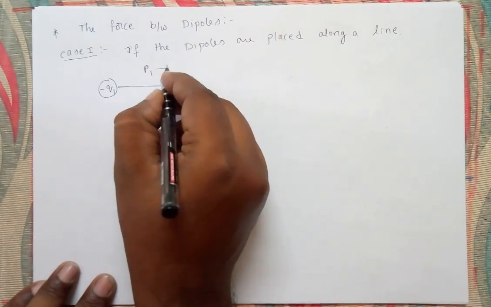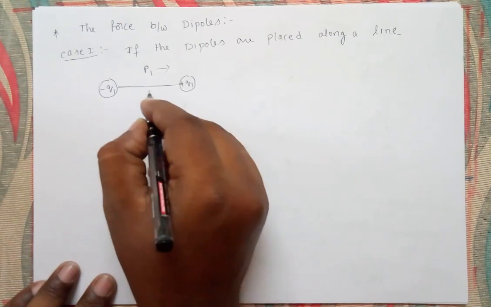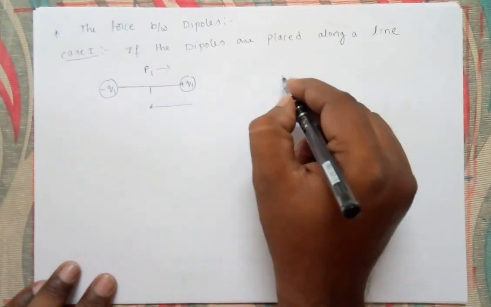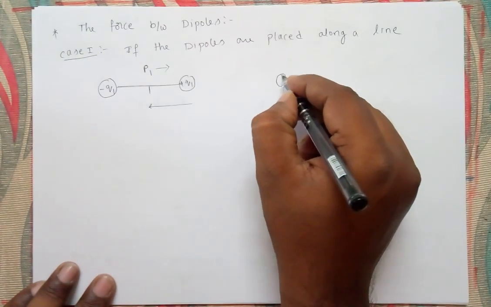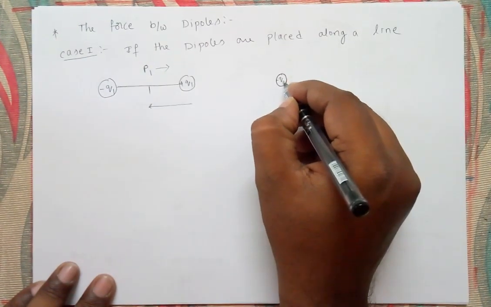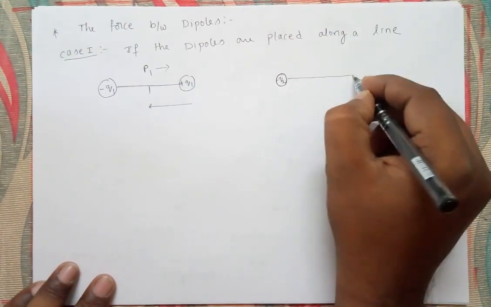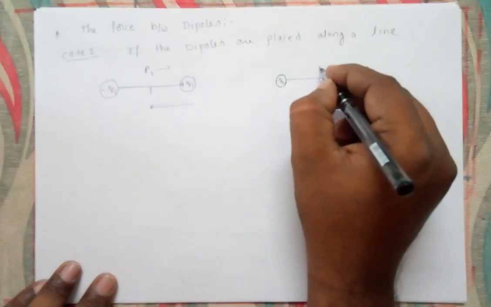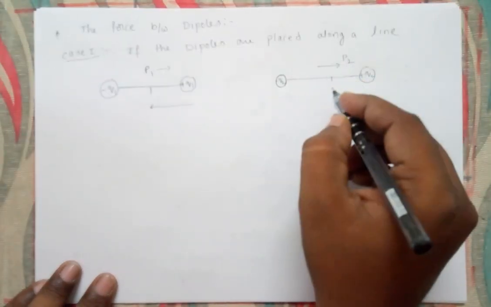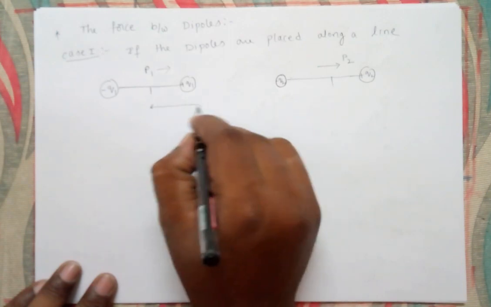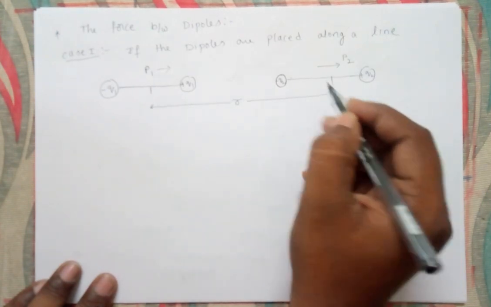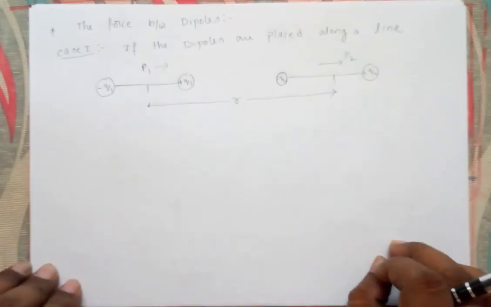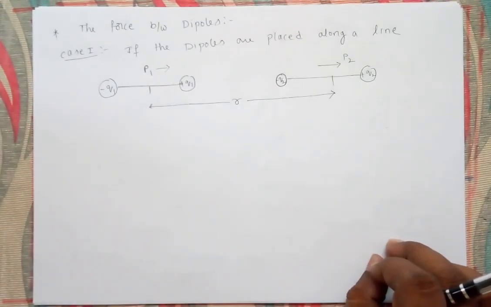This is the dipole moment direction, and from this dipole at a distance r, one more dipole is there, with minus q2 and plus q2. So another dipole whose dipole moment is p2, and the separation between these two is r. Now we need to determine the force between these two dipoles. How can we determine it?